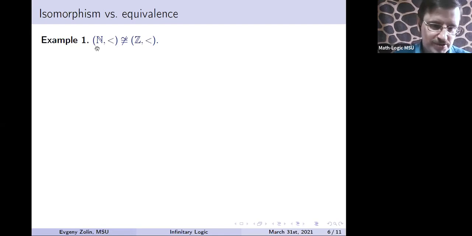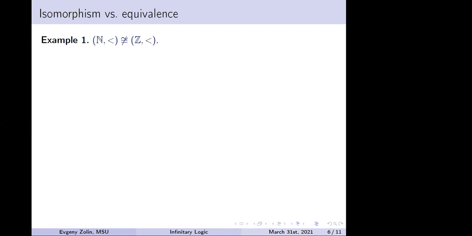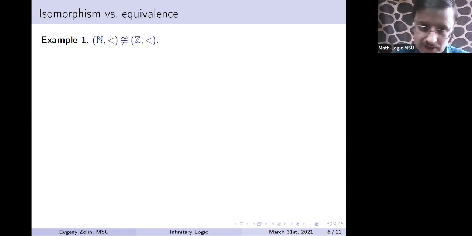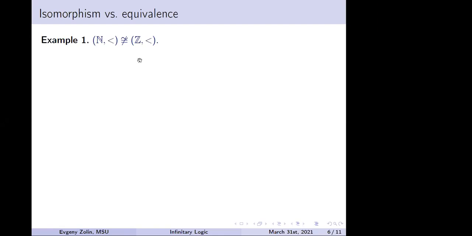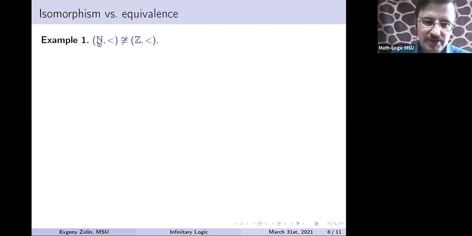It is quite obvious that natural numbers and integer numbers are not isomorphic as linearly ordered sets. Why? Because of the minimal element. If we have an isomorphism, then it must preserve the minimal element. But N has the minimal element, Z doesn't have the minimal element. So they are not isomorphic. But then the natural question is, can we distinguish these two models by some first order formula?